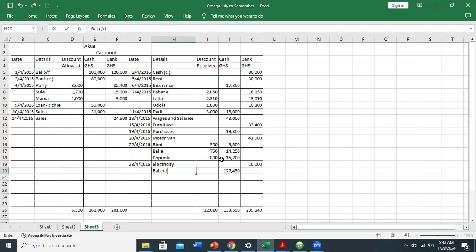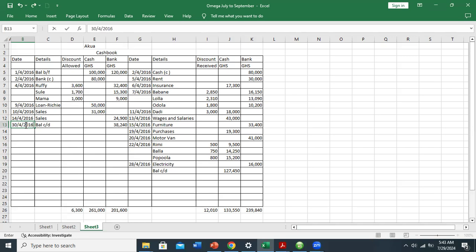Great. Let's do that for bank. So for bank, you would realize that the credit side is more than the debit side. Regardless, let's find the difference. 239,840 minus 201,600. You get 38,240. So for the bank, the balance carried down will be at this side. So you go there and put it there, 38,240. Balance carried down. And remember to put the closing date, 30th April 2016.